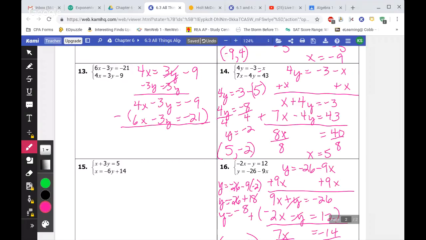So 4x minus 6x is -2x. -3y minus a -3y, that changes that to a plus, and they cancel or eliminate, which was our goal. And then -9 minus a -21, that changes that to a plus. So we really have 21 minus 9, which is 12. So we're going to divide both sides by -2. And that gives me x equals -6.